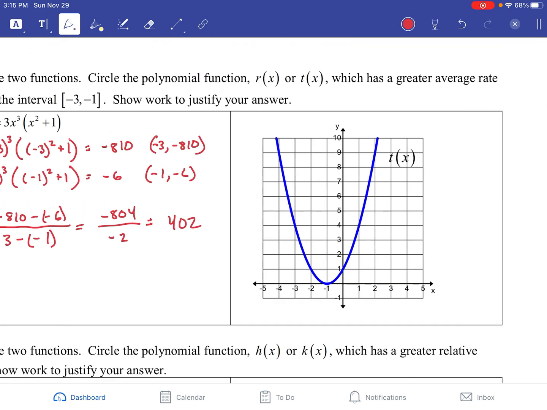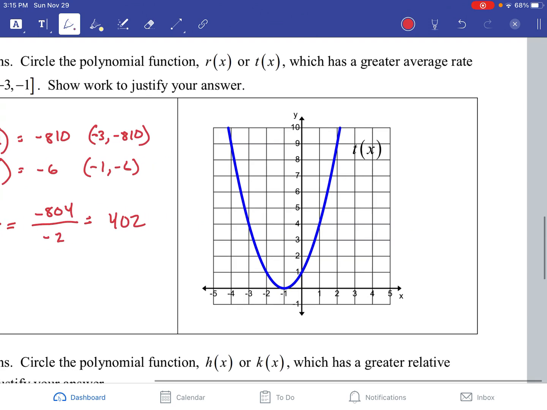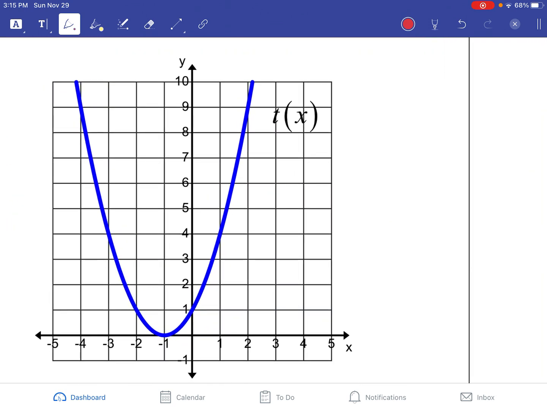All right, and in this case, what we're going to do is look at the points on the graph. Okay, so we look at this, we're looking at -3 to -1. So -3, if we look at the x of -3, that's at this point of positive 4. So we have -3 comma 4 as our first point. And then -1 comma 0 is the next point.